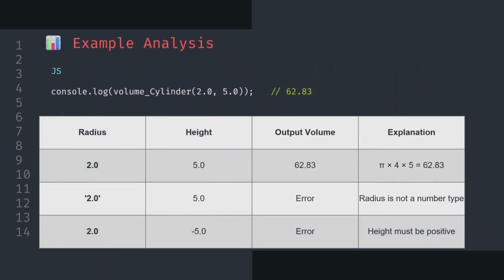Let's analyze three test cases. When both inputs are valid numbers, we get a correct volume of about 62.83. If the radius is passed as a string, we get a type error. And if the height is negative, we get a positive value error. This helps ensure our function is both accurate and safe.